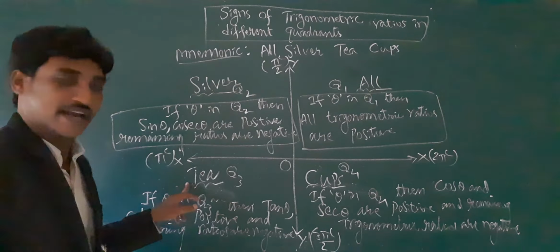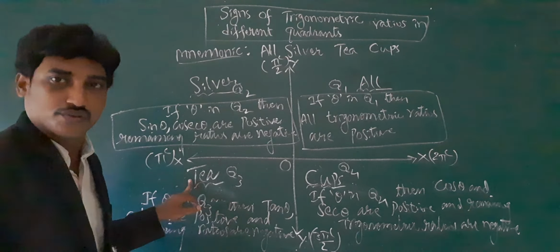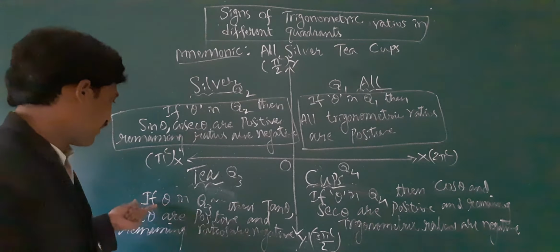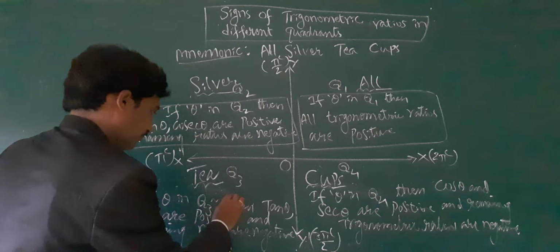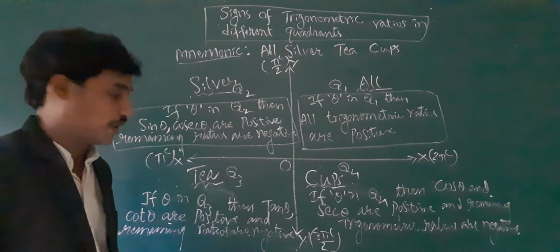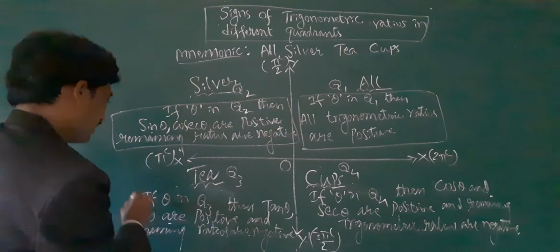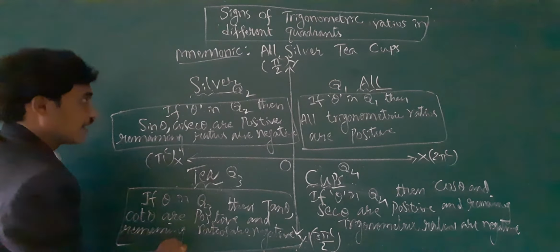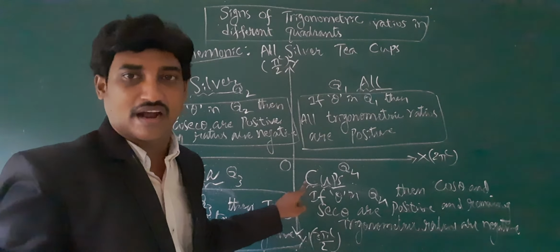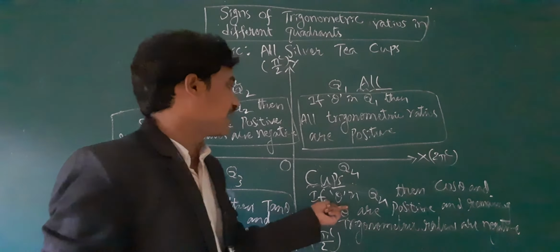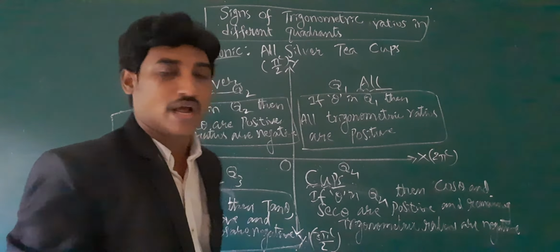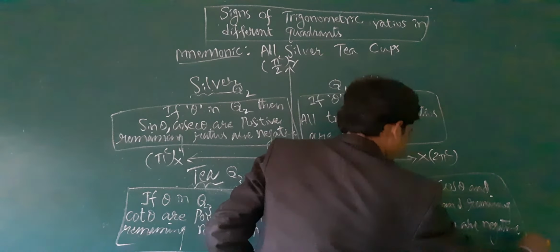All silver tea cups, first letter T refers to tan and its reciprocal cot. If theta is in Q3, then tan theta and its reciprocal cot theta are positive. The remaining trigonometric ratios are negative. In all silver tea cups, here C refers to cos and its reciprocal secant. If theta is in the fourth quadrant, then cos theta and its reciprocal secant theta are positive and the remaining trigonometric ratios are negative.